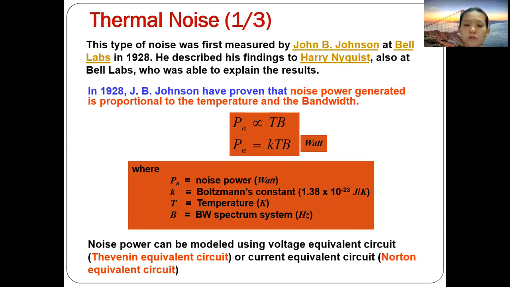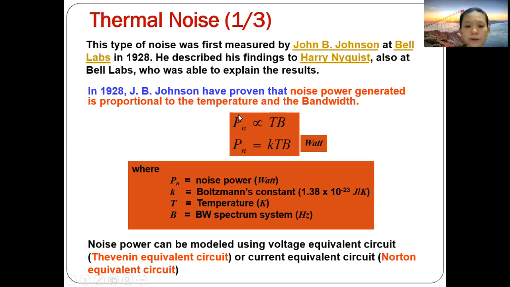This type of noise was first measured by John B. Johnson at the Bell Lab in year 1928. He described his finding to Harry Nyquist, also at the Bell Lab, who was able to explain the result. And in 1928, J.B. Johnson proved that the noise power generated is proportional to the temperature and the bandwidth.